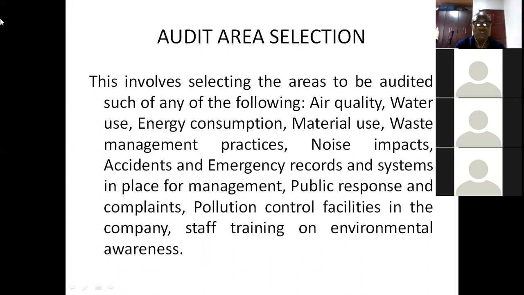For environment, you want to talk about air quality, water use, energy consumption, material use, waste management practice, and noise. You also want to talk about accidents and the emergency record system put in place. So those are the things you want to consider when you talk about the audit process.